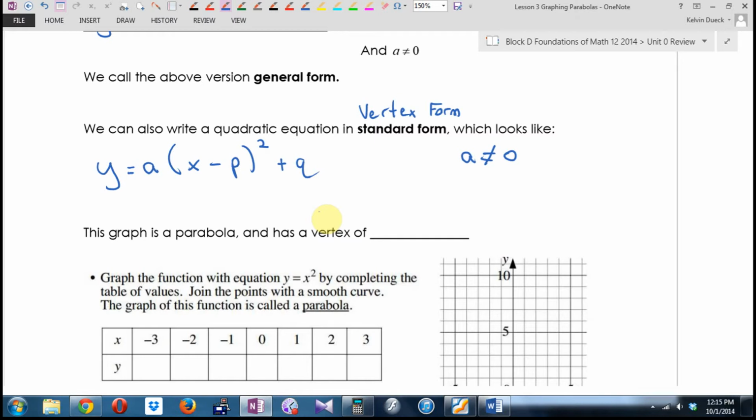Ah, nice. Its vertex is P, comma, Q. The negative in front of the P was to remind you that the number in the brackets was backwards. If you're looking for a dumb way to remember it, the number in the brackets was backwards. So if there was a +3, that actually meant the vertex of -3 for the x. And then the Q is your y.